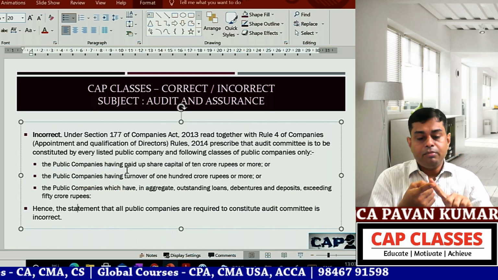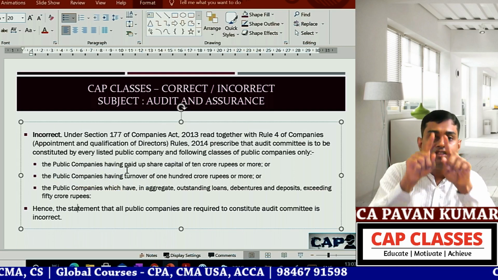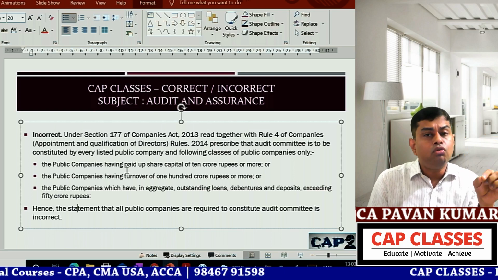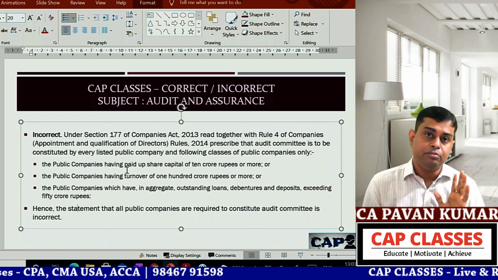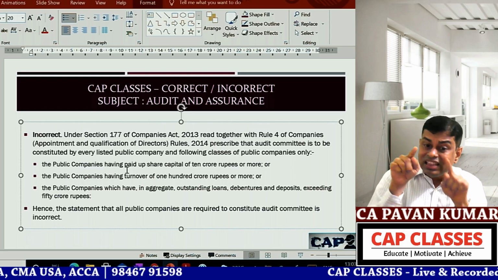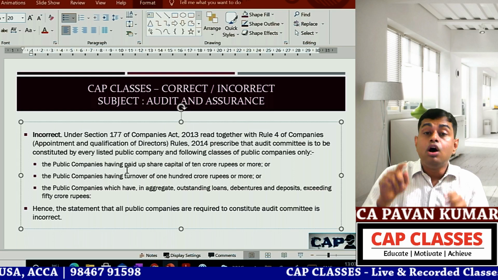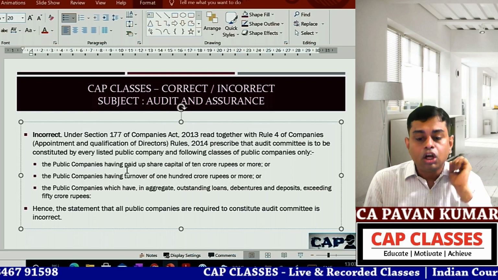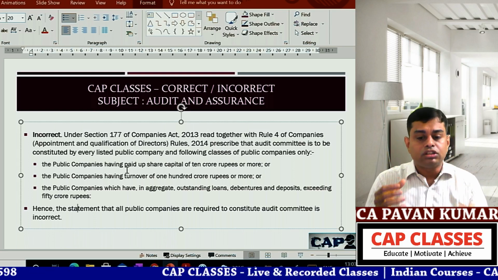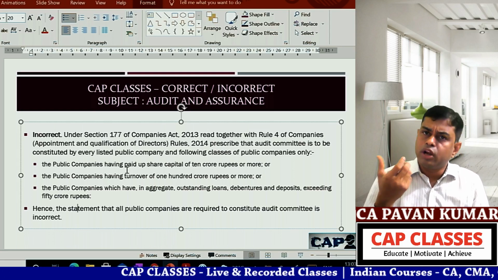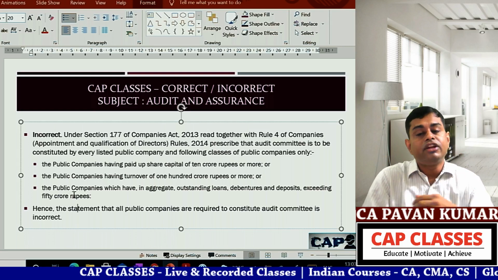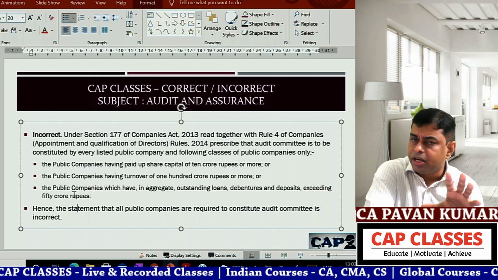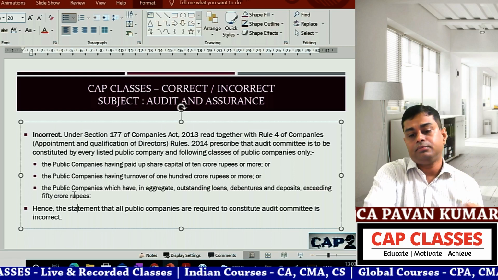Okay, so point number 1. Write it like this. Section 177 applicability, two arrow marks down. Left side, listed public company, arrow mark down: to all the listed public companies, 177 is applicable. Right side, unlisted public company, 3 arrow marks down. 1, 2, 3. What is 1? Share capital 10 crores. What is 2? Turnover 100 crores. What is 3? Aggregate loans, outstanding loans, debentures, deposits, loans from banks, financial institutions, if it exceeds 50 crores. You understand? So the statement that all public limited companies need to have corporate governance is incorrect. That's all.